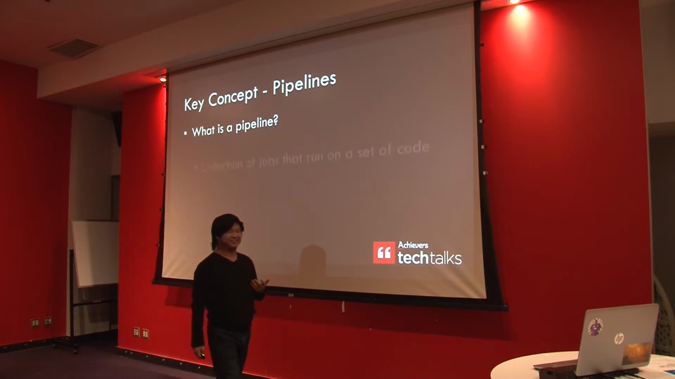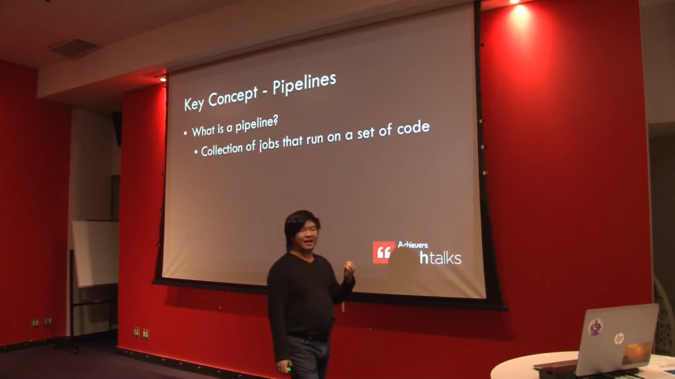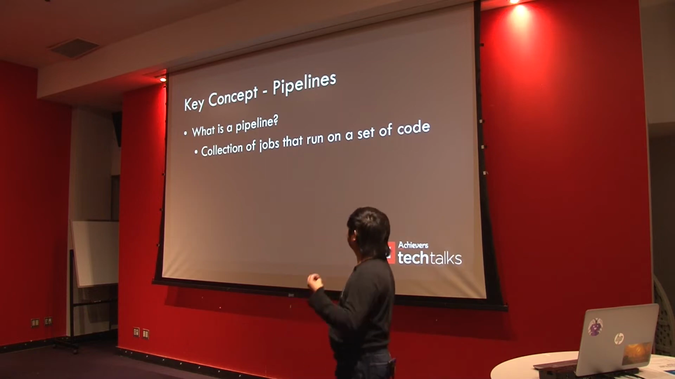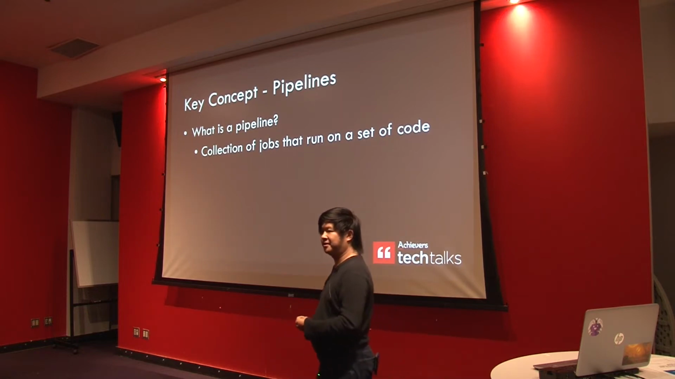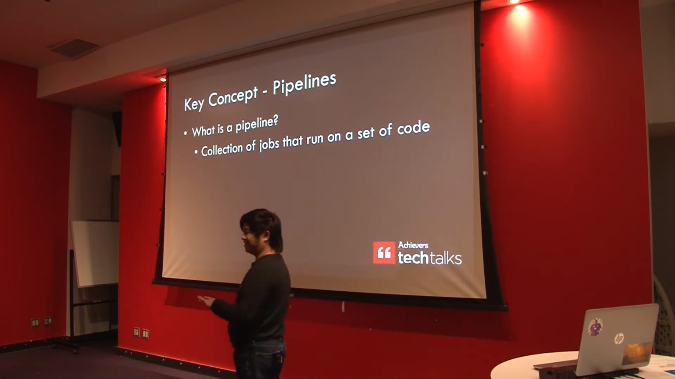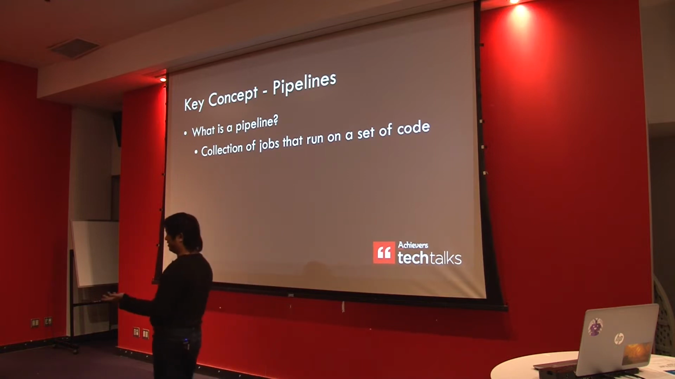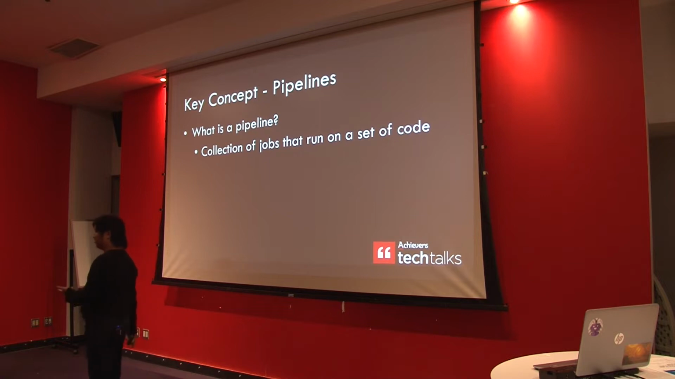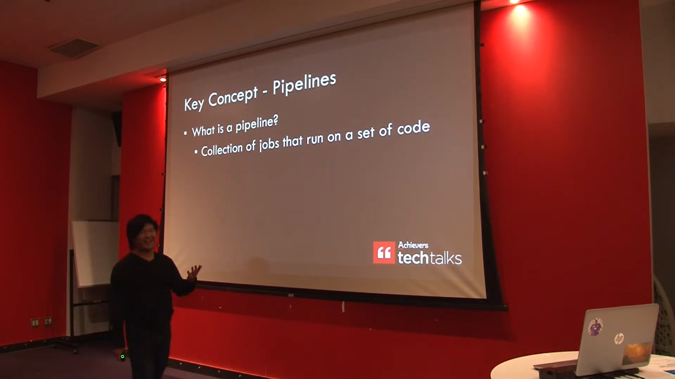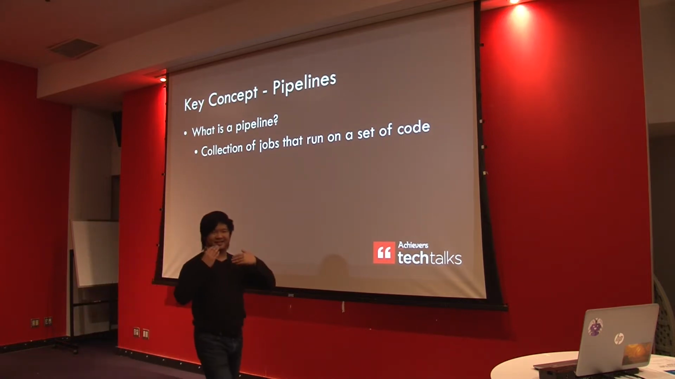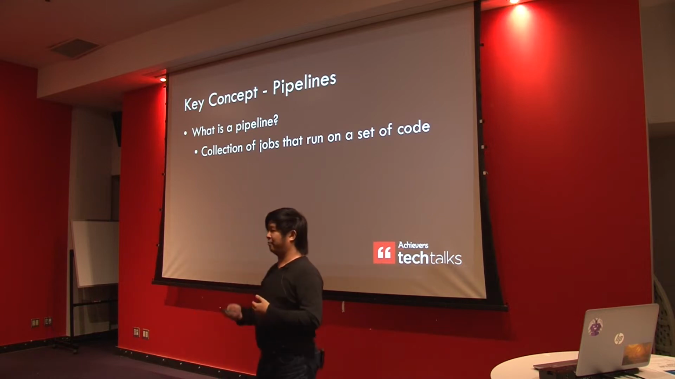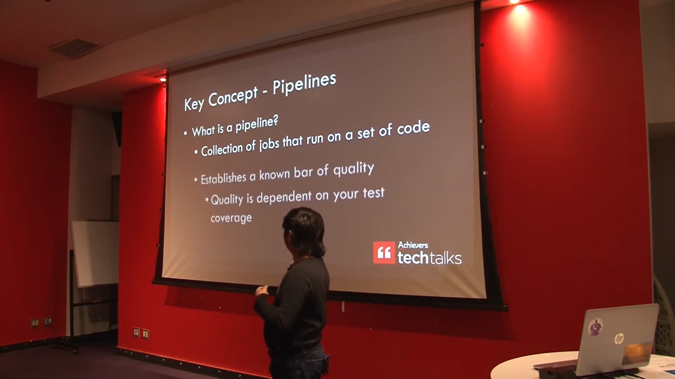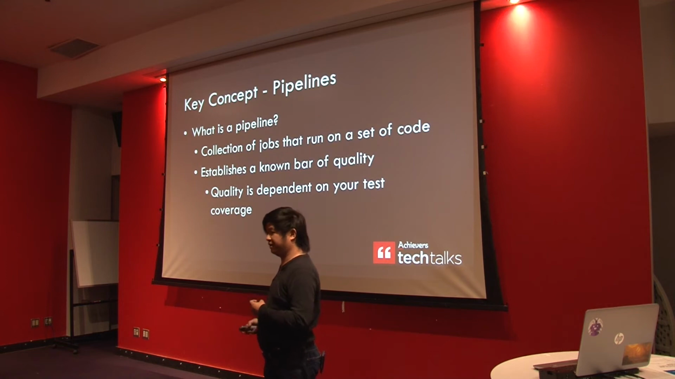A pipeline, here at Achievers, we define as a collection of jobs that run on a specific set of code. This is an extremely broad definition, as I'm sure most of you know, because it could be like, hey, what if I'm just running my pipeline on 1 line of code? If you have a pipeline for 1 line of code, you're doing it wrong. However, it is essentially validating your code, and more importantly, it establishes a known bar of quality.